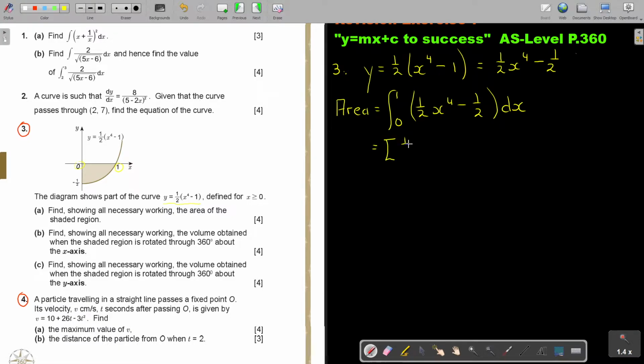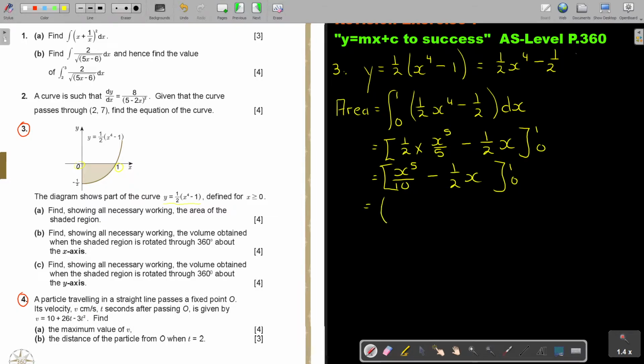So this is going to be a half times, now remember, this is 4 plus 1, so it's x to the power 5 over 5, and there is the constant, and then it's just x, between 1 and 0. So this is going to be x to the power 5 over 10. I'm just going to say it's not necessary to do this step, really, you could have just started substituting.